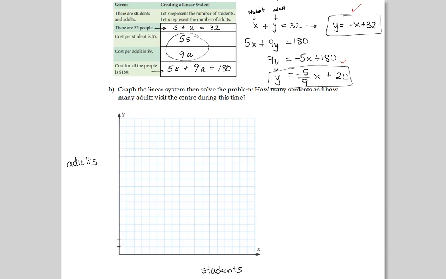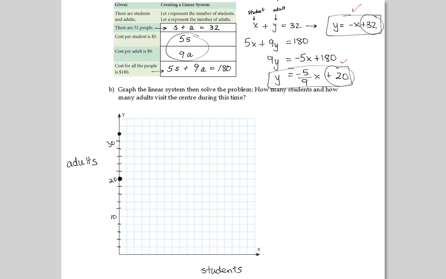So 2, 4, 6, 8, 10. 2, 4, 6, 8, 20. 2, 4, 6, 8, 30. 32, 34, 36. So this will work. We can plot one y-intercept at 32. And where's the other y-intercept going to be at? 20. So we have two y-intercepts plotted. One of them's at 20, and the other one's at 32. So let's focus on the 32 for now.